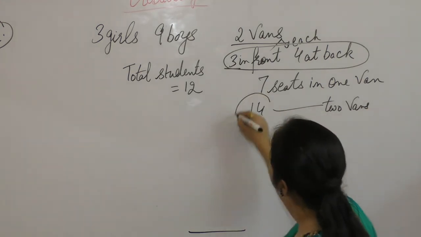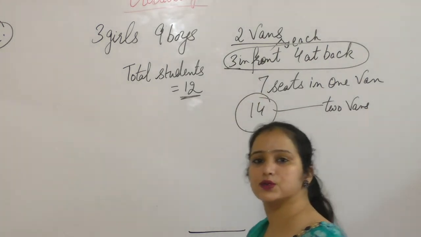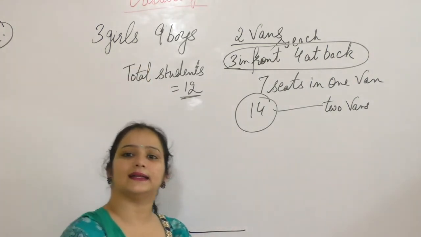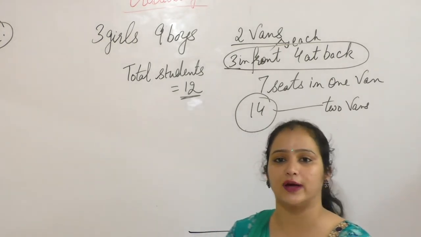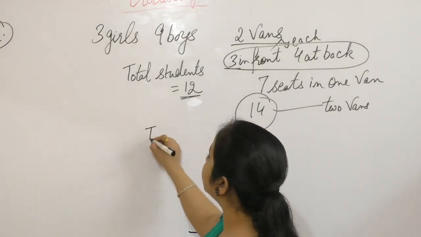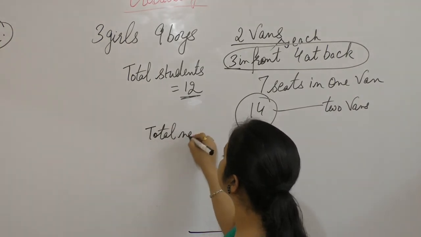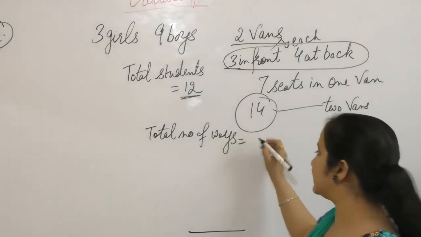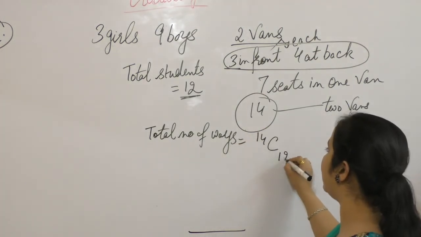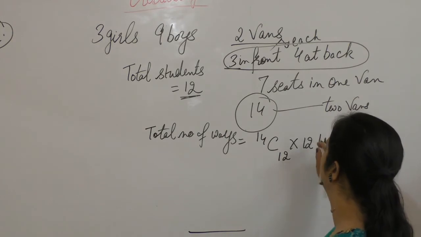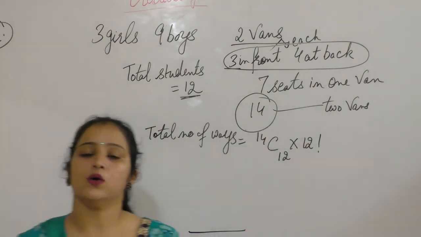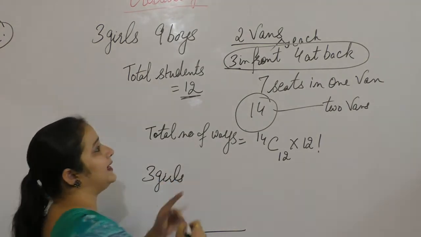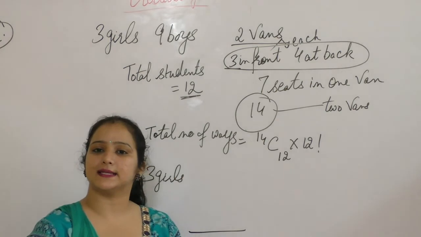So we have to seat 12 students on 14 seats, and the 3 girls are at the back row and adjacent to one another. So the total number of ways to arrange 12 students on 14 seats is 14P12, that is 14C12 into 12 factorial ways. Now the 3 girls are seated at the back, at adjacent positions.